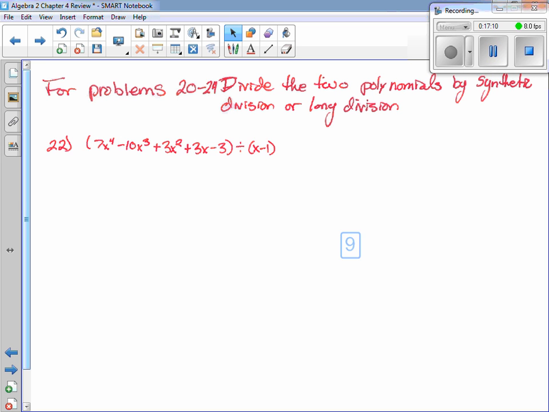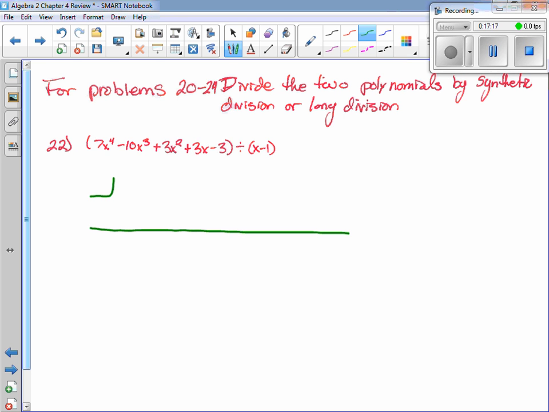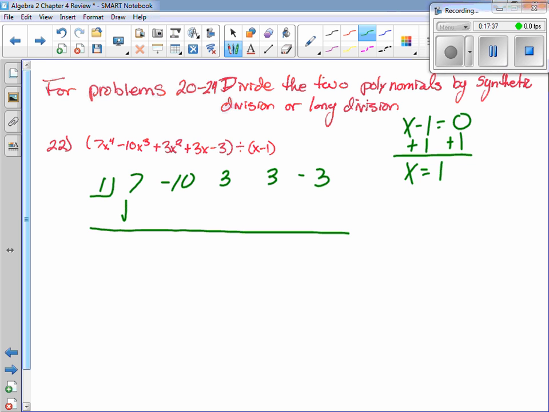Let's look at 22. So again, since this one here, the degree is 1, we can do synthetic division again. And I'm going to solve for x minus 1 equals 0. So at this point here, we're going to add 1 to both sides, giving us that x is equal to 1. 4, 3, 2, 1. And we fill in our terms across the top.